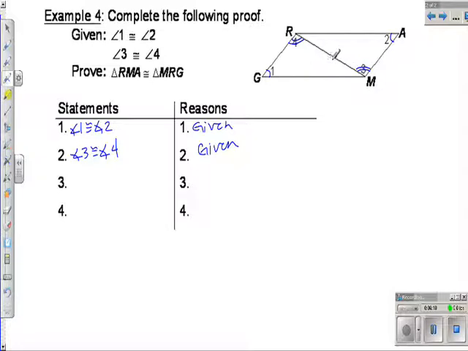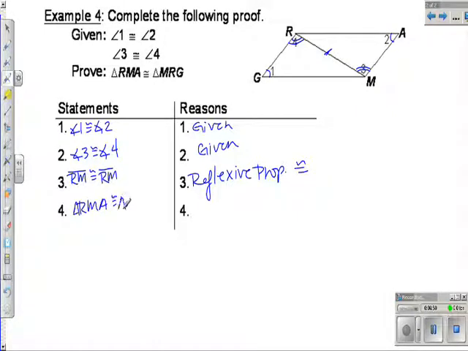Now, we can also see right here, though, that these two triangles share this side RM. If they share that side, then we know it's congruent to itself. So RM is congruent to RM by the reflexive property of congruence. Which now we can see angle, angle, side is congruent to angle, angle, side. So triangle RMA is congruent to triangle MRG by angle, angle, side postulate.